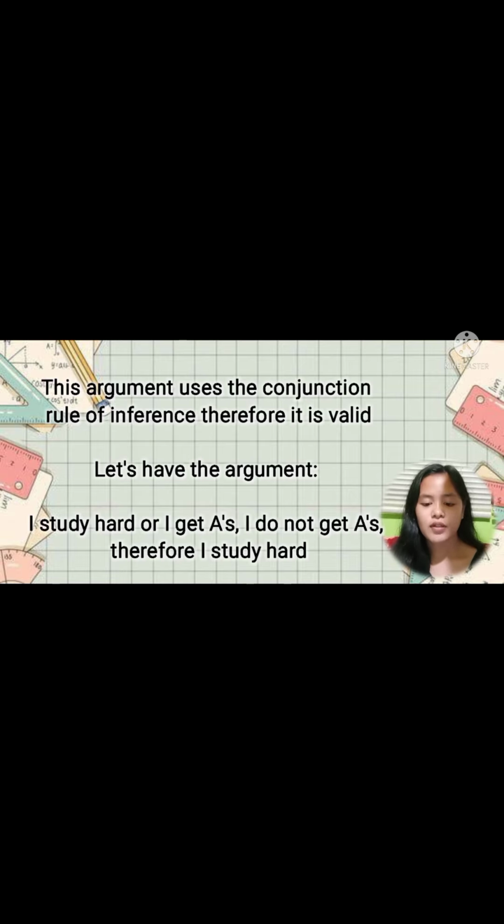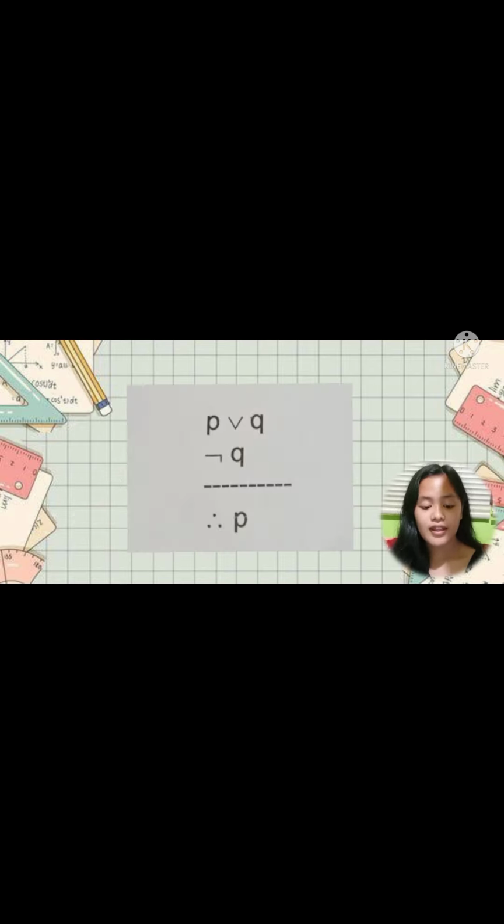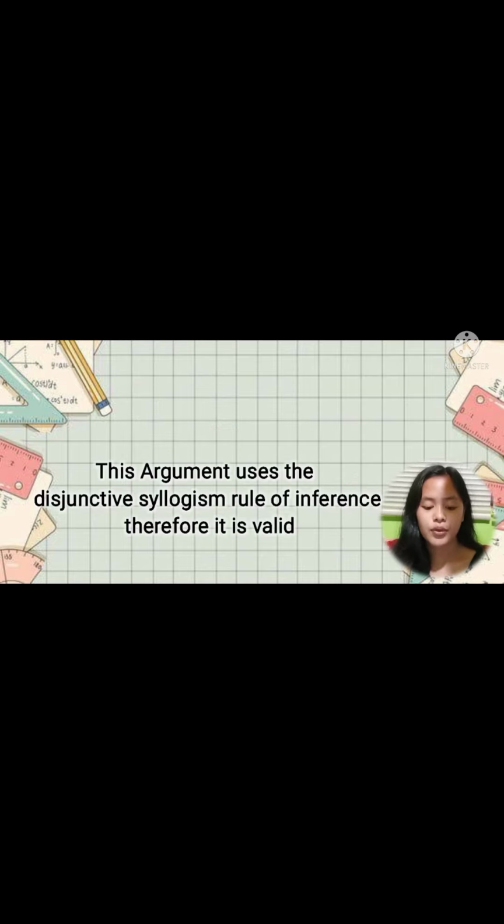So now let's begin. Let's have the argument: I study hard or I get an A. I do not get an A, therefore I study hard. So this is the equation. This argument uses the disjunctive syllogism rule of inference, therefore it is valid.